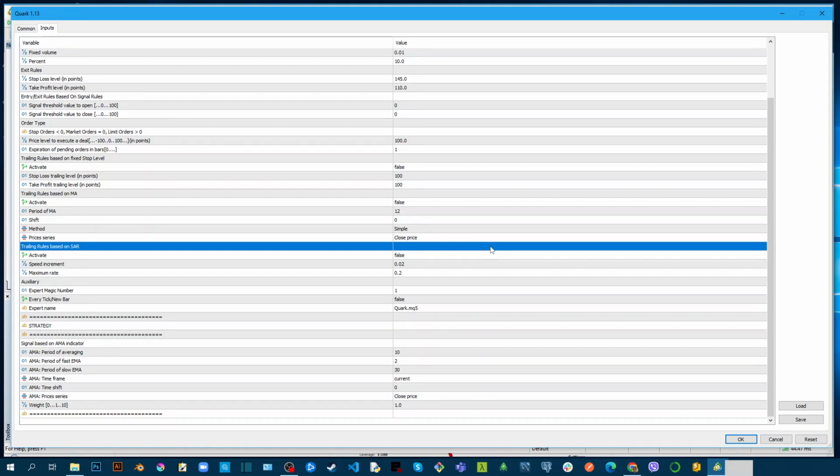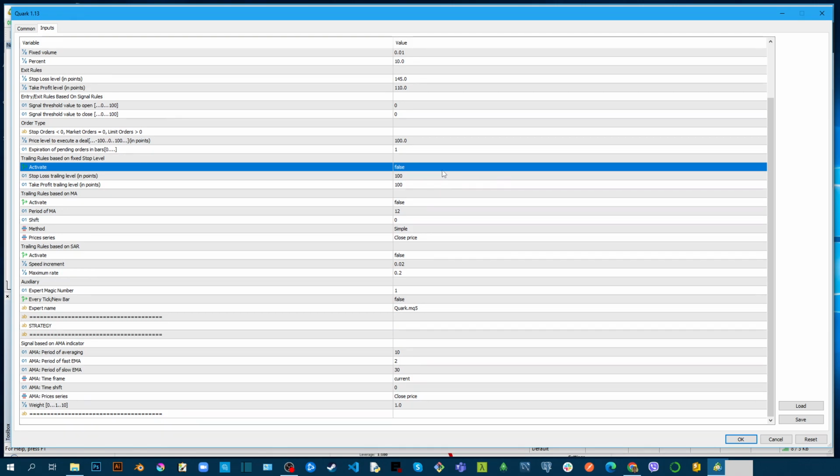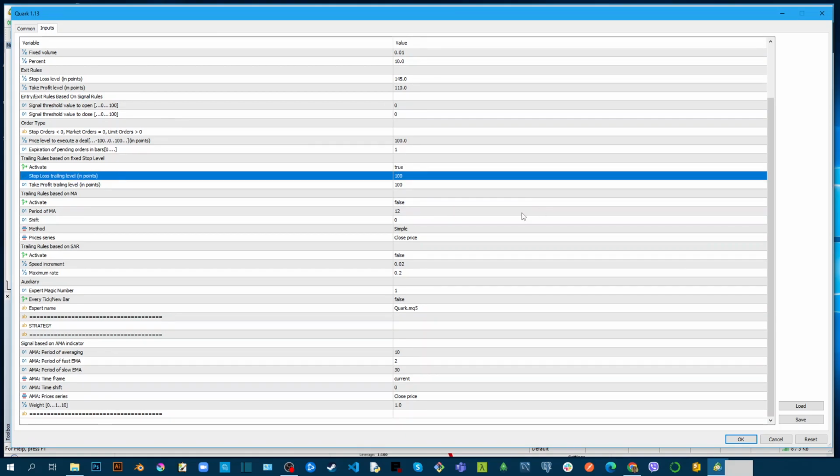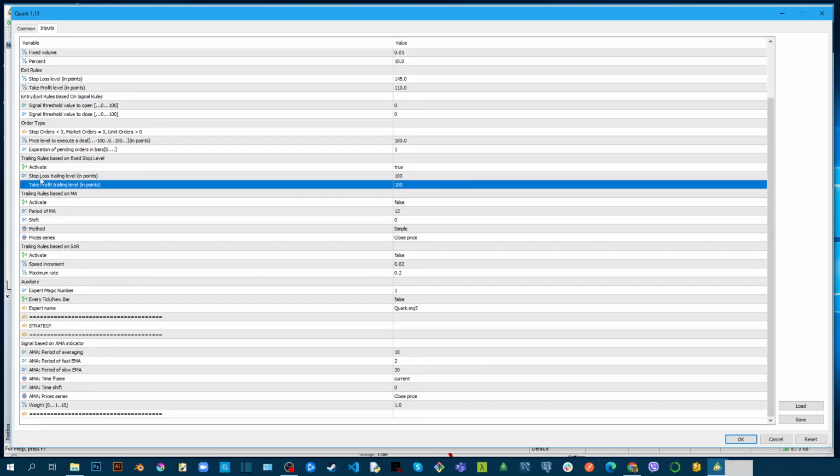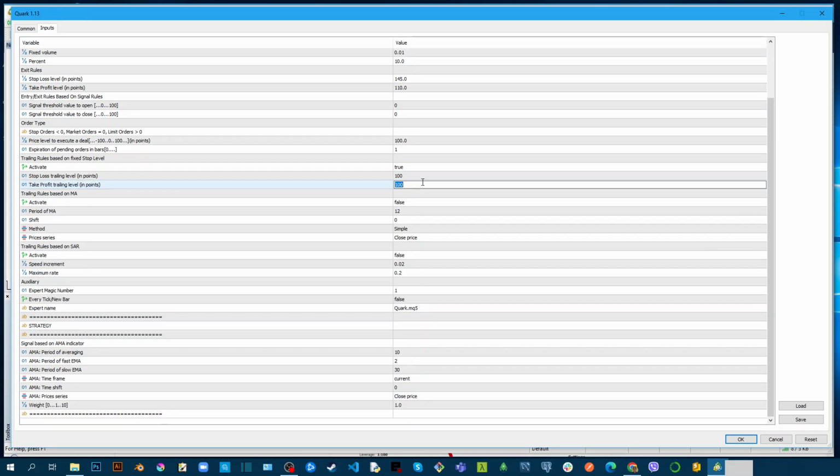Next rules are trailing stop rules. Currently this expert has, I think, three options for trailing. We have a trailing rule based on the fixed stop level. If we activate this option like so, with a double click here, we decide to trail our stop loss for 100 points, and we have also decided to trail our take profit. If you don't want to use some of these inputs, simply leave 0 here.